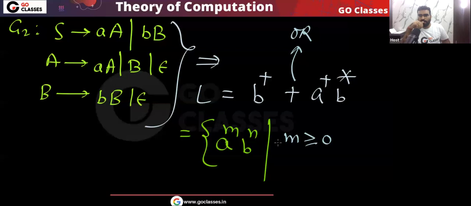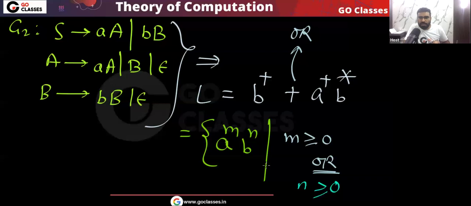Okay. Understood? And you can see if m is greater than 0, then these strings are also here. Or what can happen? It can happen that n is greater than 0. Because you can notice, if I put n equal to 0, then those strings, sorry, this is wrong. N is greater than 0. Either m is greater than 0 or n is greater than 0. See, I cannot write greater than or equal to 0.